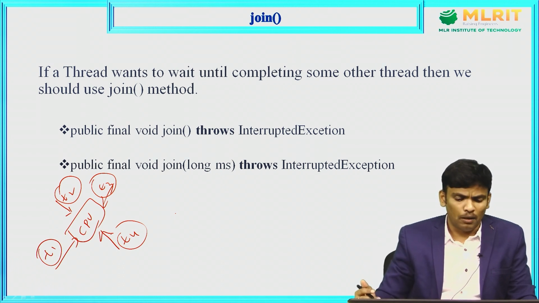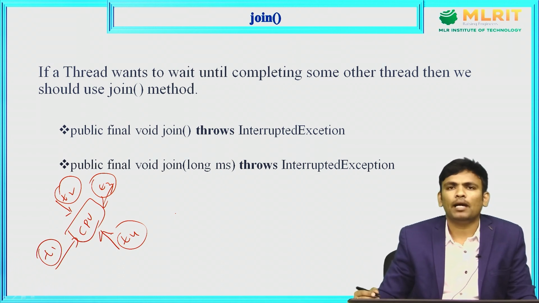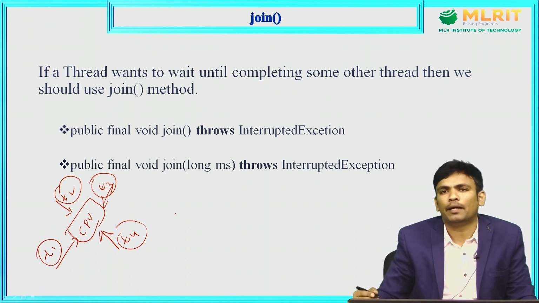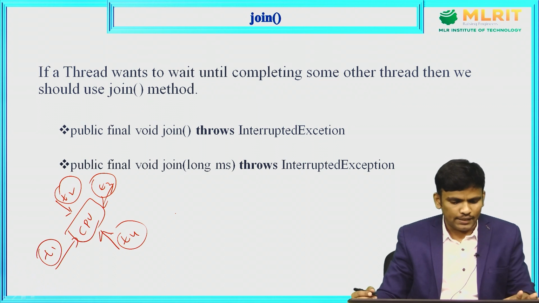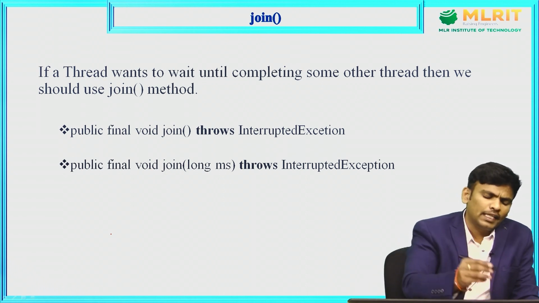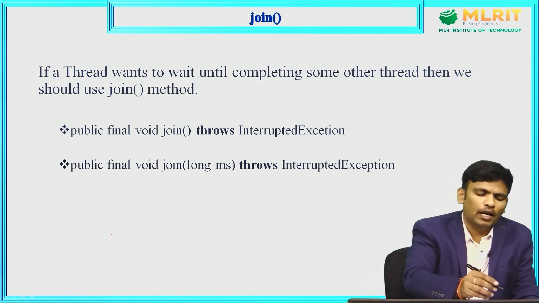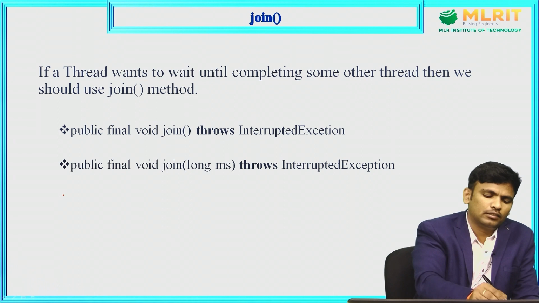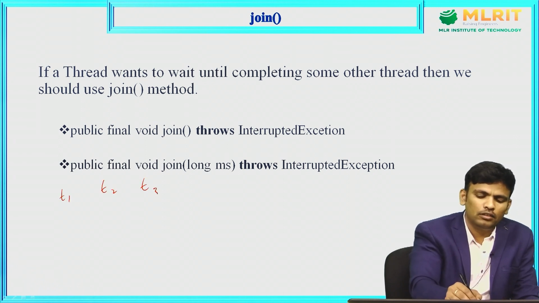Okay, but sometimes we may have such a requirement. Sometimes we need to make some threads interdependent. So let's take an example. Take a scenario: assume I am developing an exam portal application. In this exam portal application, assume I have 3 threads: T1 thread, T2 thread and T3 thread.